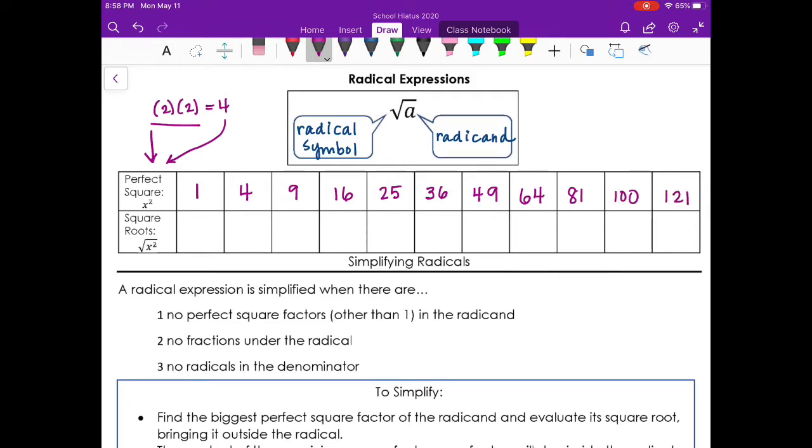Now, a square root is whatever matching factor was used to create that perfect square. So for example, here we did 1 times 1, so the square root of 1 is 1. Here we did 2 times 2 to get 4, so the square root of 4 is 2. Here was 3 times 3, and so the square root of 9 is 3. Whatever was the matching factor that was multiplied times itself, or squared, in order to get the perfect square number.